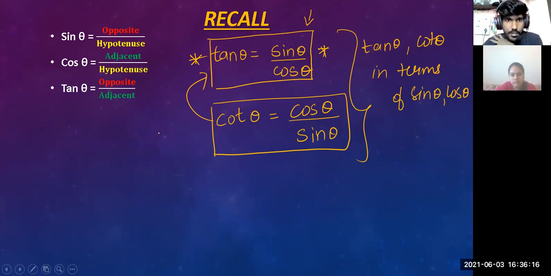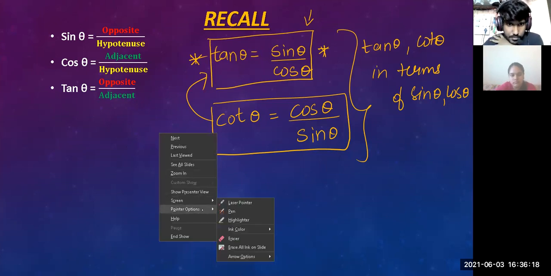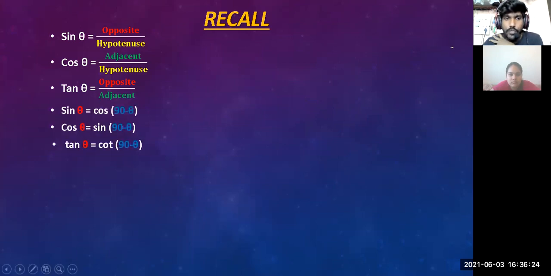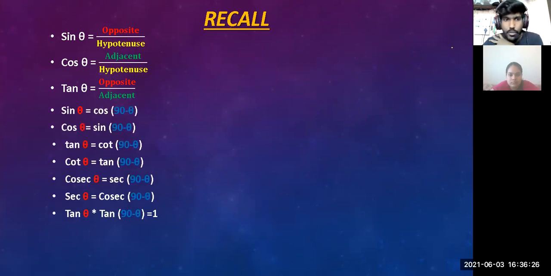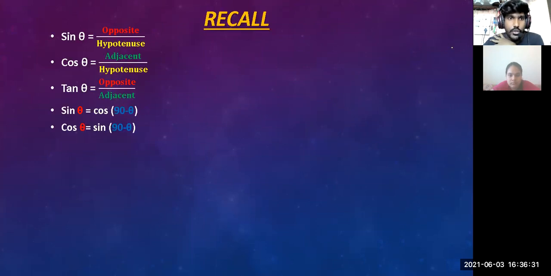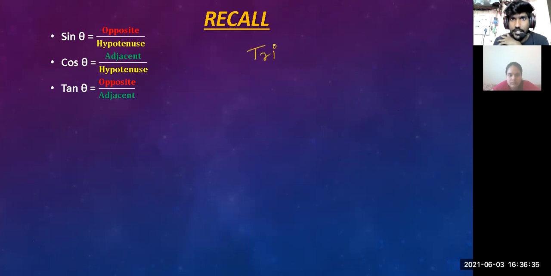So I'll erase this. These formulas we'll see later on. What are these formulas? I want you to revise trigonometric identities.